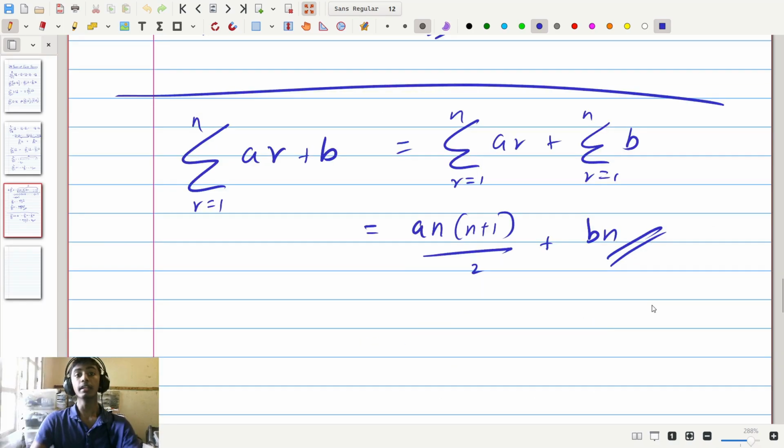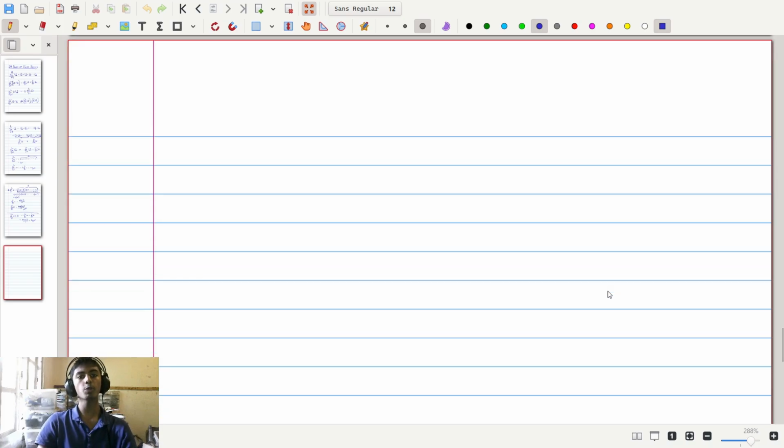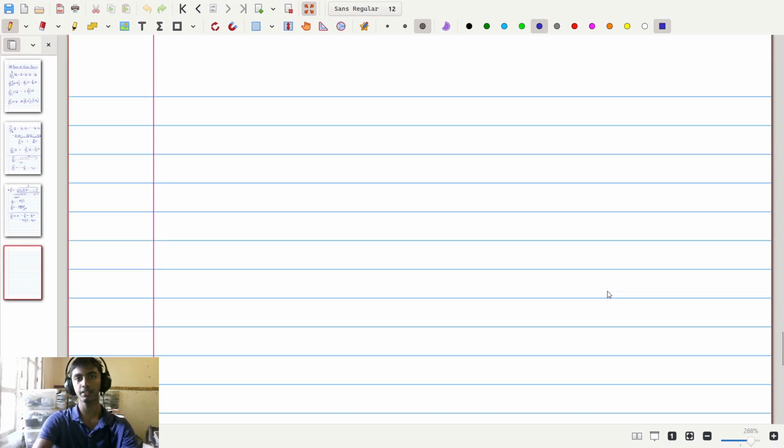So now we can write the sum of any linear term ar plus b in terms of just n, a and b. The next two sums that we're going to be proving after this are the sums of r squared and r cubed from r equals 1 up to n. For these two, we're going to need a different technique. This technique is known as a telescoping series or a telescoping sum. The basic idea is that when you consider the overall sum, most of the terms in the middle cancel out.